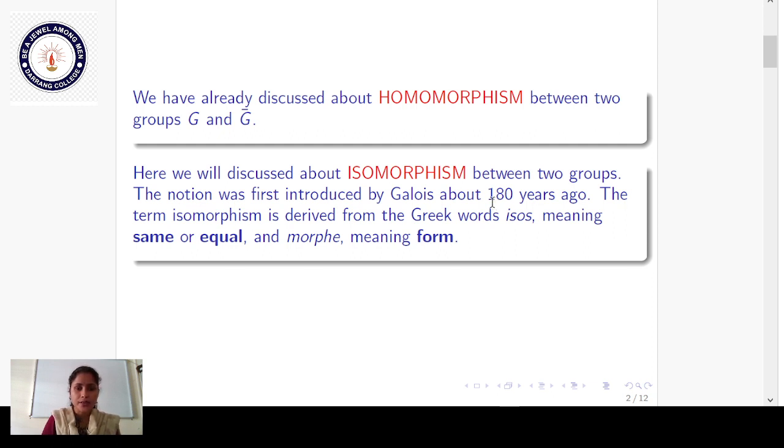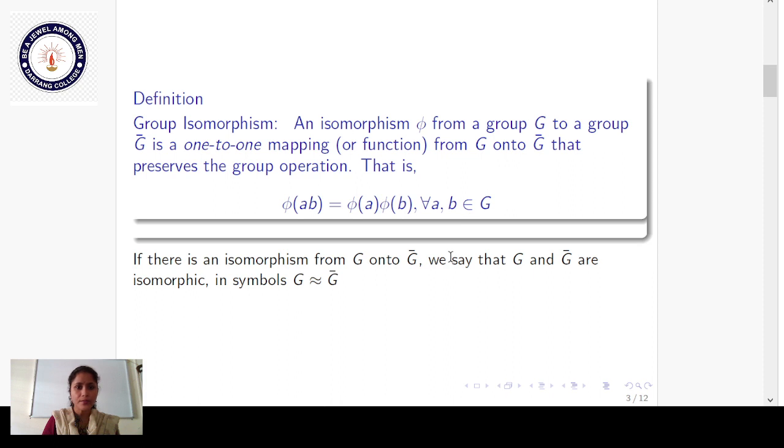This notion was first introduced by Galois, whom we also refer to as Galois, about 180 years ago. The term isomorphism is derived from the Greek word isos, meaning same or equal, and morph, meaning form. So what is the definition of group isomorphism?